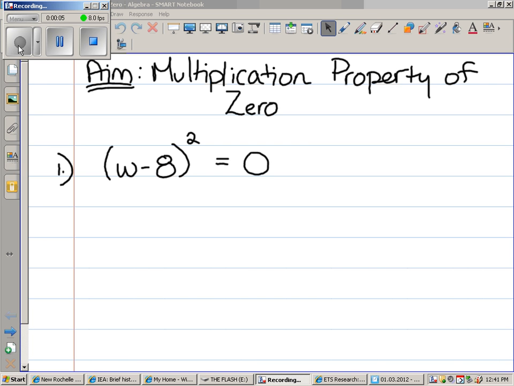It's being so dumb. Anyways, today we're talking about the multiplication property of 0. The multiplication property of 0. Let's talk about something we need to organize in our brains.